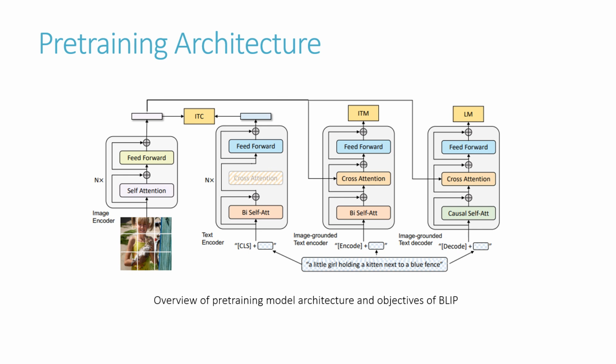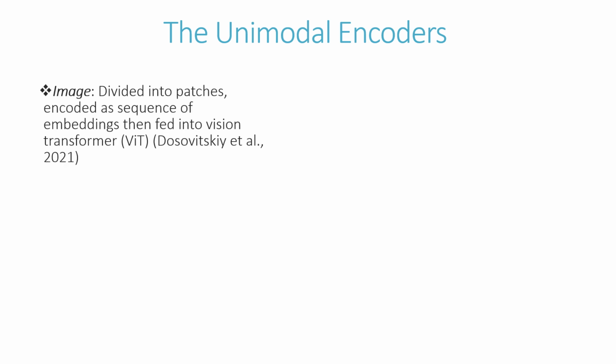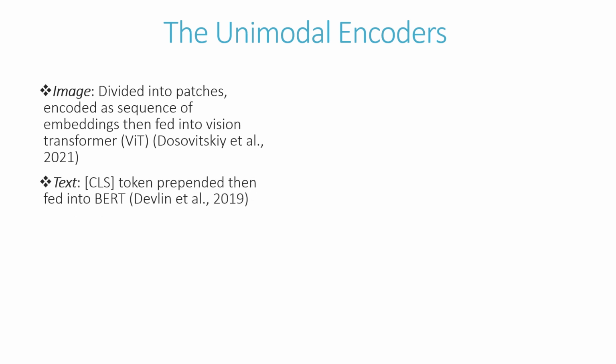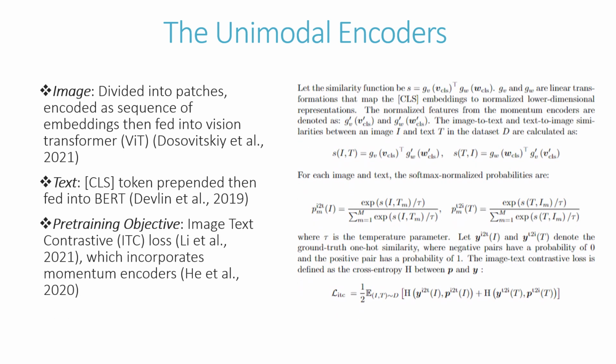generate captions. Coming to the unimodal encoders, the images are first divided into patches encoded as a sequence of embeddings, then fed into a vision transformer. For text, the CLS token is prepended to each text, then fed into a BERT model. As for the pre-training objective, the image text contrastive loss, or ITC loss, is used, which brings the representations of positive image text pairs closer in the embedding space, and those of negative pairs further apart.